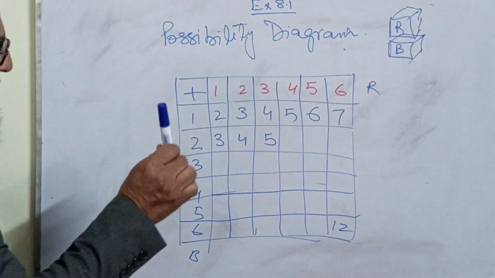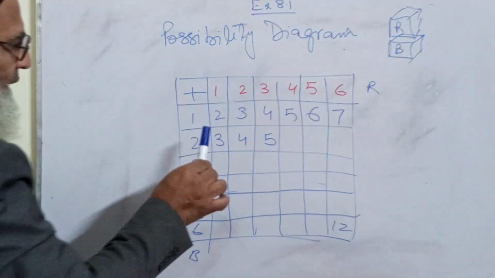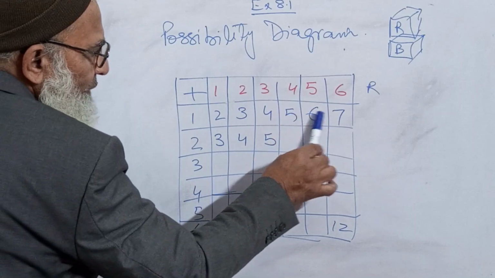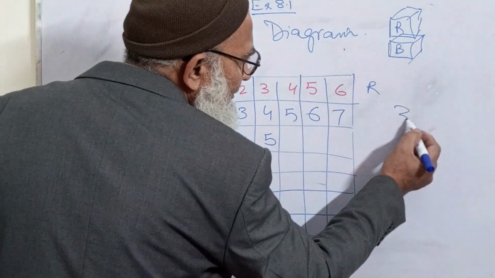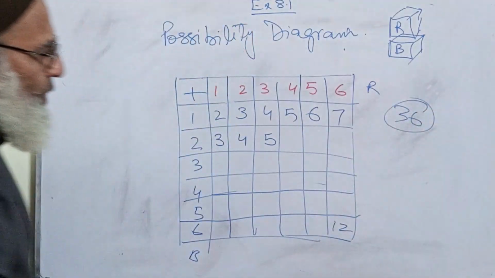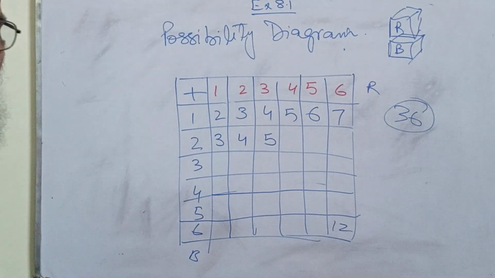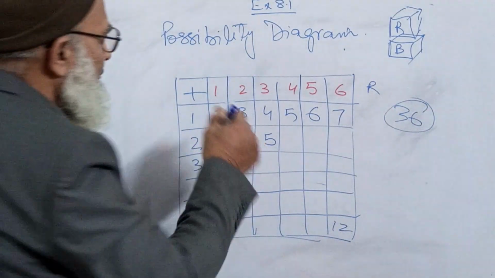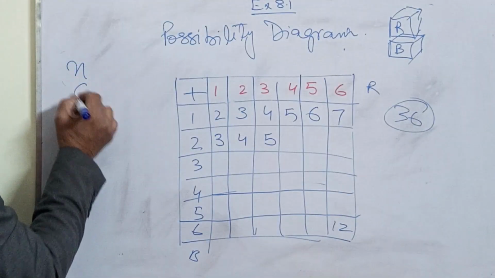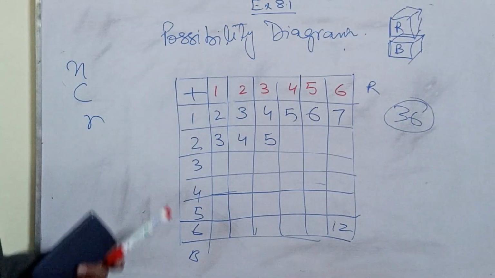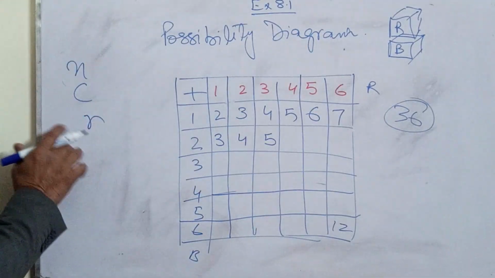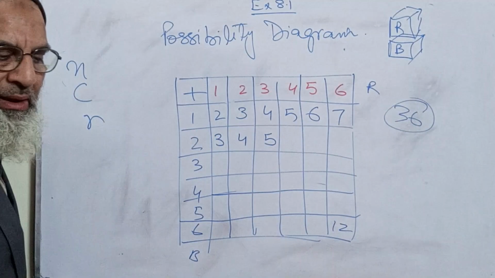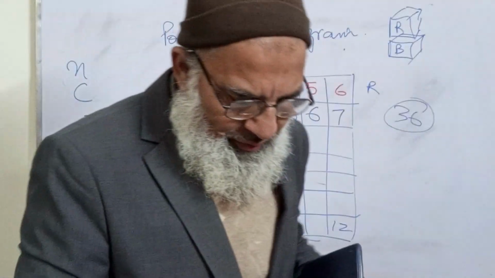So you see how many possibilities of adding there are: 1 2 3 4 5 6, and 1 2 3 4 5 6. These are 36 possibilities. From the formula, you can also calculate that this is equal to 36.